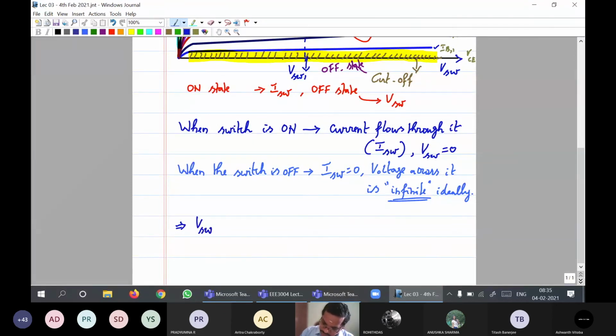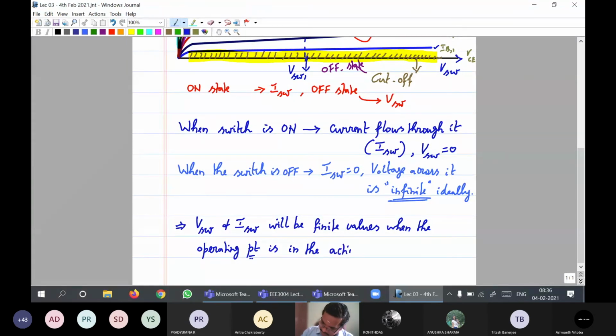V switch and I switch will be finite values when the operating point is in the active region. Is this point clear to you?